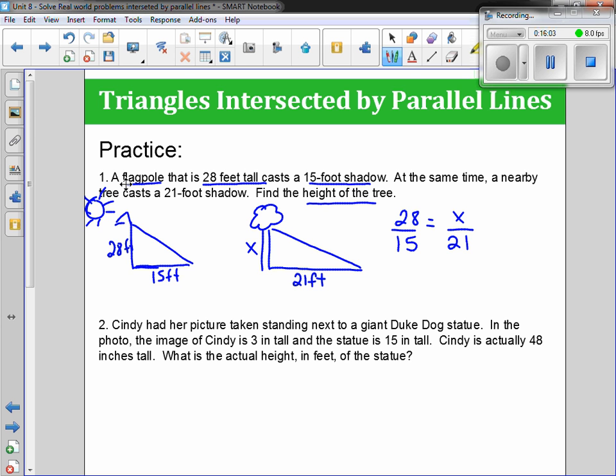So when we cross multiply, we have 15x is equal to 588. And when we divide by 15, we find out that x is 39.2 feet. And this is the height of the tree.